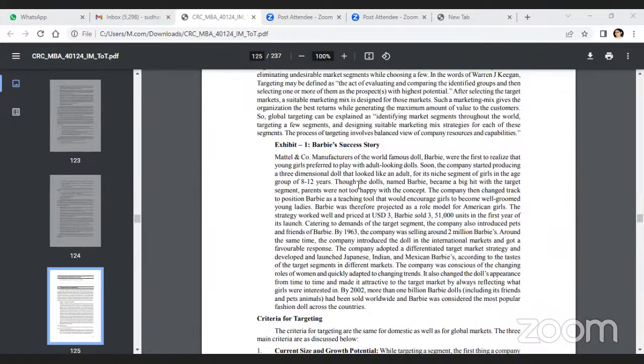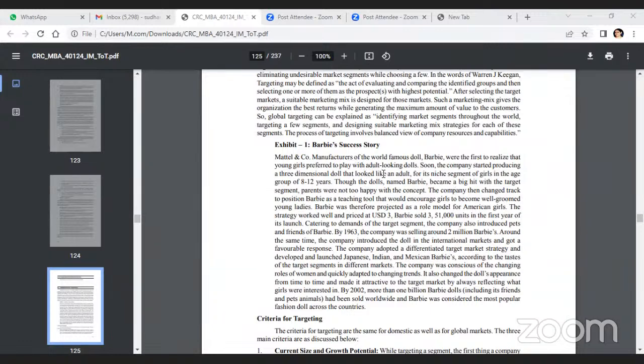Here you have a success story also. If you give suitable examples for the question, and quote the examples at suitable places, you can score good marks. So here is the Barbie story given to you.